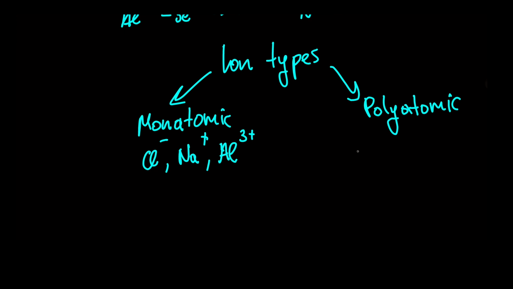And polyatomic ions are made from two or more elements. For example, CO3 2-, PO4 3-, NO3-. So polyatomics are made from two or more atoms to make an ion.